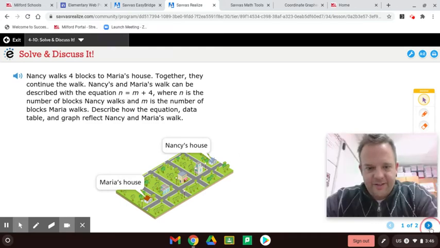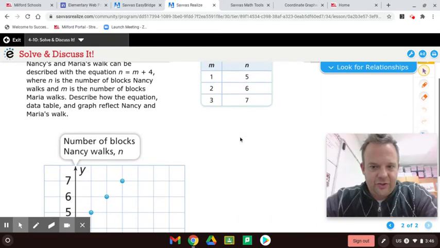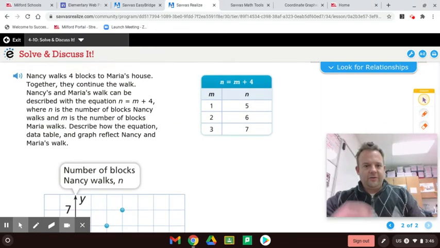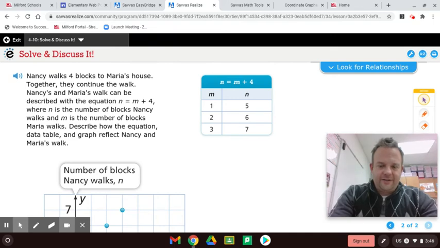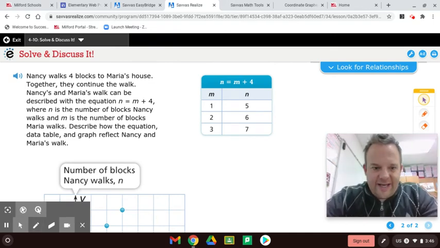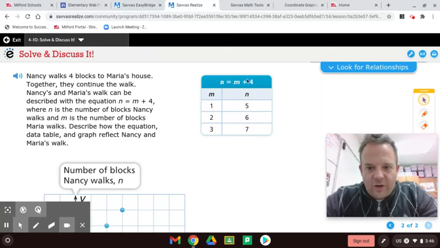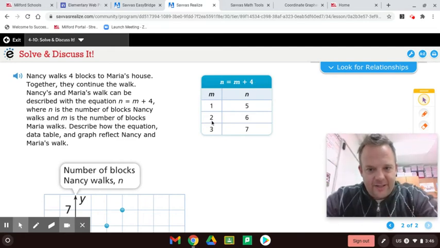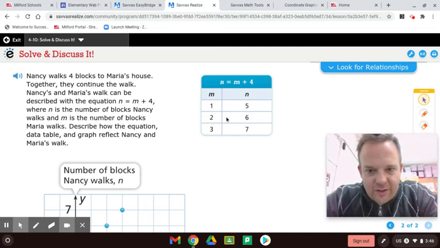So we're going to describe this on a chart like this. What you'll need to do is, there's the rule: n equals m plus 4. So m, which is 1, substitute 1 in. You take 1, you put it up there. And 1 plus 4 is 5. You see how that works? And then 2 plus 4 is 6. 3 plus 4 is 7.